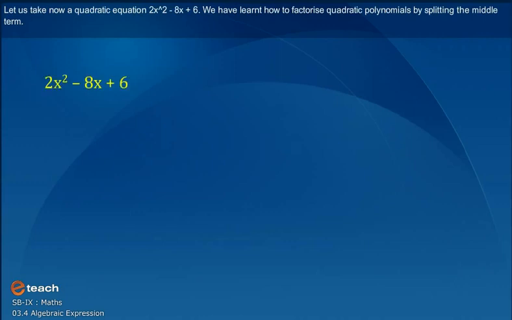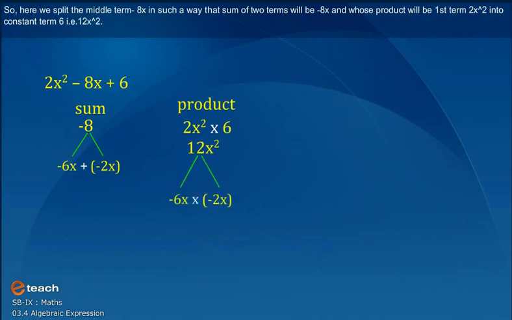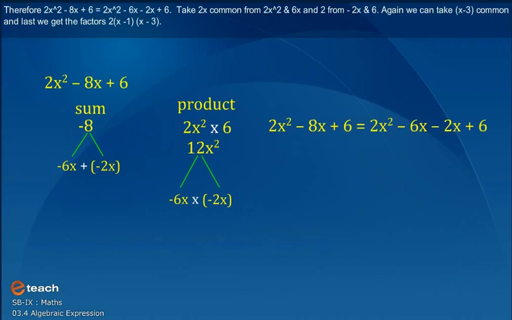Let us now take a quadratic polynomial, 2x squared minus 8x plus 6. We have learned how to factorize quadratic polynomials by splitting the middle term. So here we split the middle term, that is minus 8x, in such a way that the sum of the two terms will be minus 8x and whose product will be the first term 2x squared into the constant term 6, that is 12x squared. Therefore, 2x squared minus 8x plus 6 is equal to 2x squared minus 6x minus 2x plus 6.